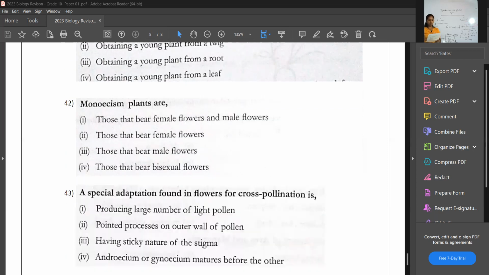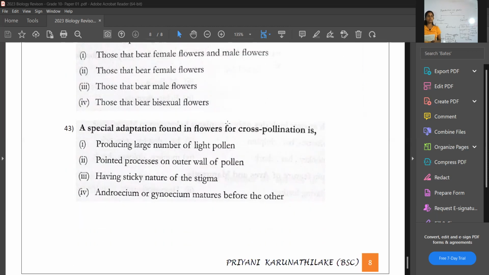42. Monoecious plants are those that bear both the female flowers and male flowers. Monoecious: both the male and the female flowers are in the same plant. Right. 43. A special adaptation found in flowers for cross-pollination.